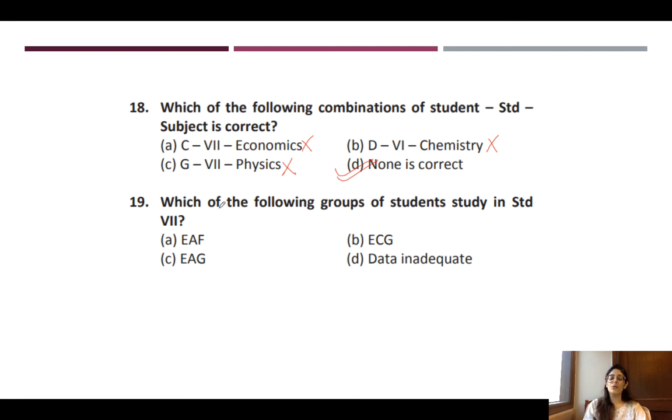Lastly, we have which of the following groups of students study in standard 7. So we can see that standard 7 has A, E and G. So that is E, A and G. So this is the correct option.